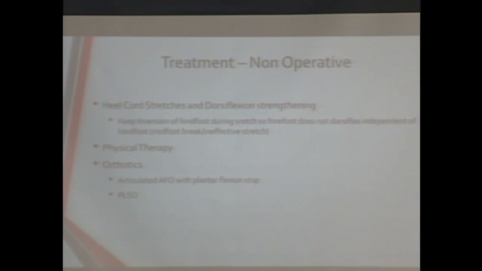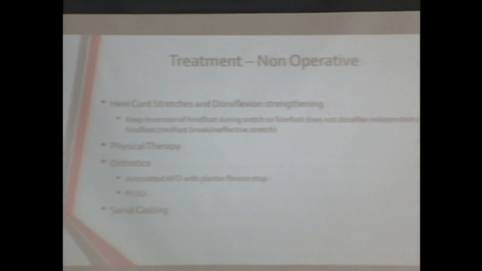Some of those are just two braces that I have used in the past. I've started to use the posterior leaf spring orthotic, or PLSO, more, essentially because it's usually better covered by insurance and is a little bit less expensive. And then from there, it's serial casting, where you try and get the foot into a more neutral position. We usually change those casts out every 1 to 2 weeks.